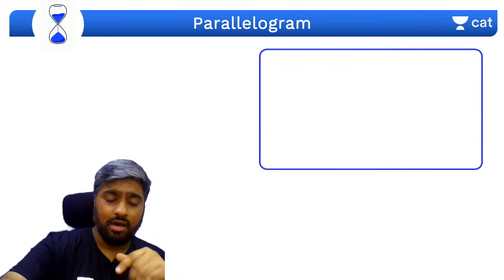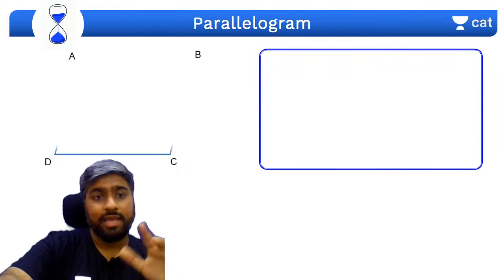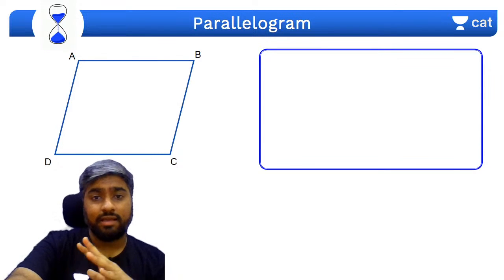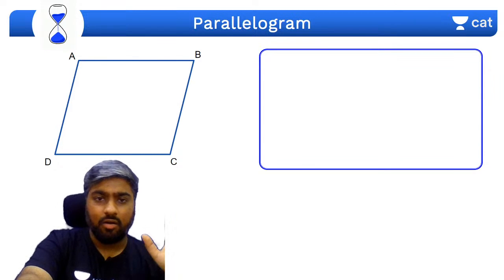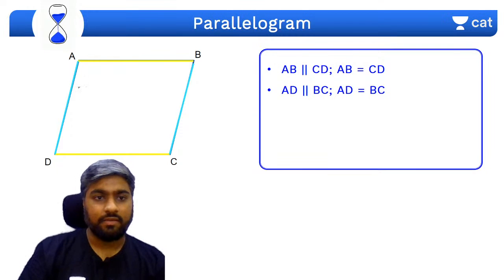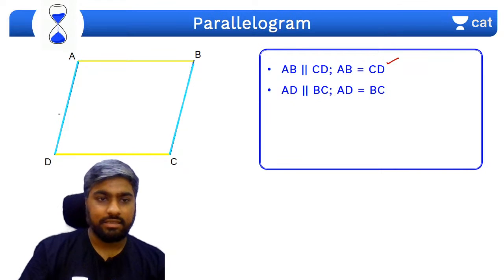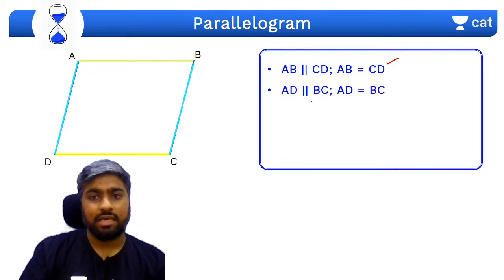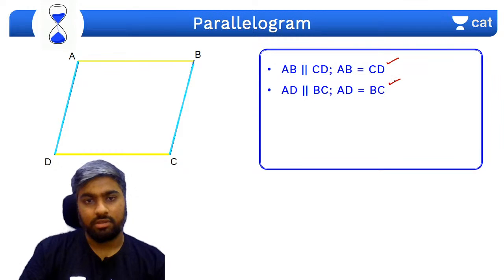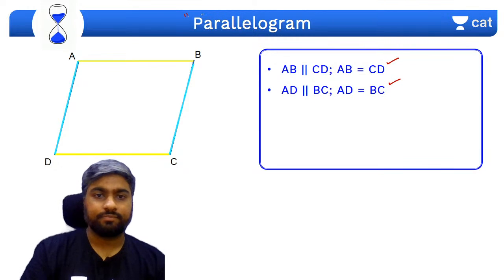Okay. A parallelogram makes sure that all opposing sides are always parallel to each other. Yes, so here AB, CD are parallel to each other. Not just parallel, they're also equal. Similarly AD and BC are not only parallel but also equal. Then it becomes a parallelogram.